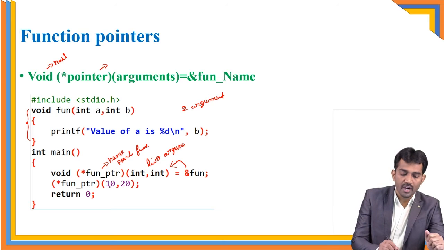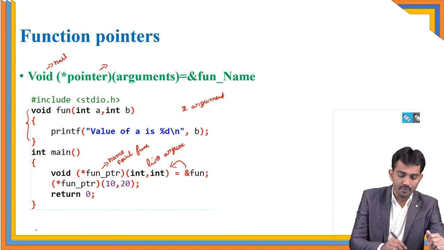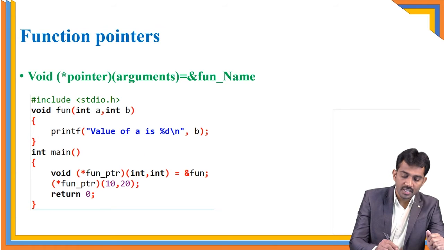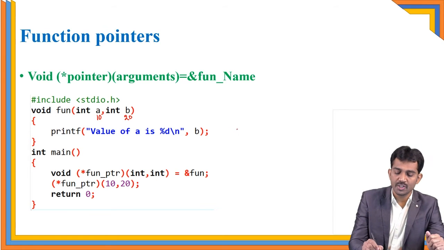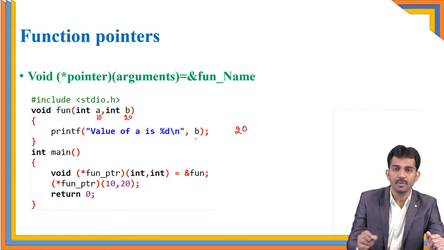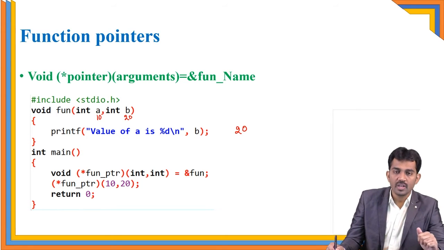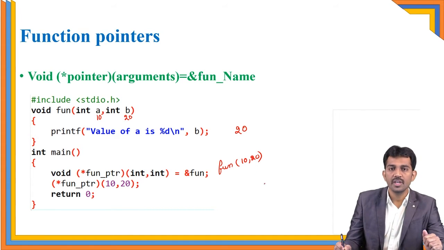See, when you call function pointer of 10, 20, by default, observe carefully, the 10 is stored here and 20 is stored here. If you run this code, it is going to display 20 as the answer because you are going to print the output. Is this clear? Generally, if you want to run the same program, you just use fun of 10, 20.